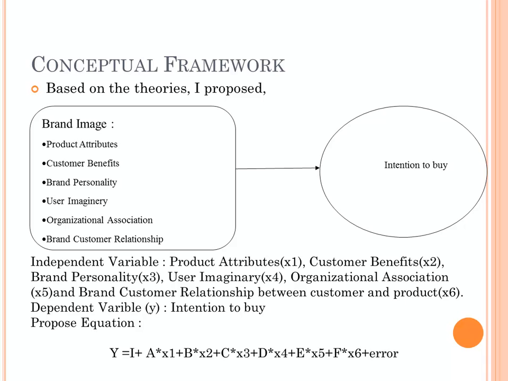This is the conceptual framework I propose. For the brand image, there are 6 indicators that will impact the intention to buy or not. That's why these become the independent variables x1, x2, x3, x4, x5, and x6. And then the intention to buy becomes the dependent variable, the y variable. And I propose the equation. This is a, b1, b2, b3, b4, b5, b6, meaning the constant and the coefficients for the variables, and the error, of course.